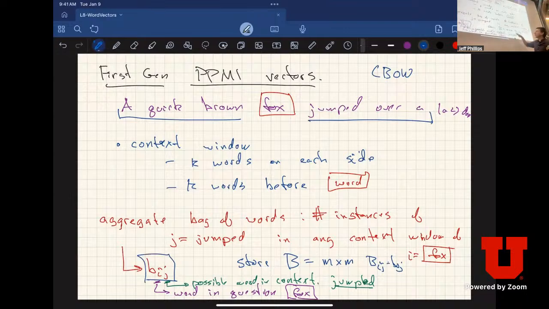So I'd have to store this huge M by M matrix here. For each word that appears, I have to count for every other possible word how many times this other word appears. Okay, this is a lot to keep track of. Roughly how big is M? How big is this value M that we'd need to keep track of?